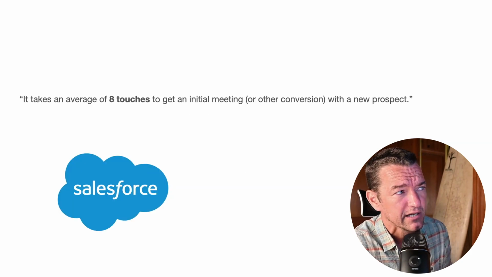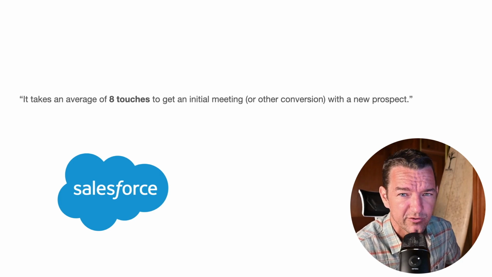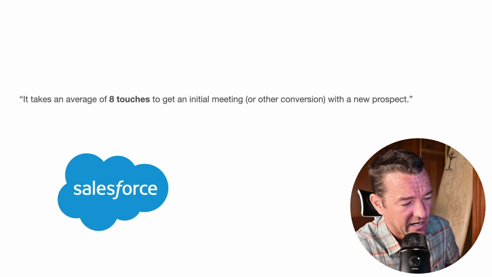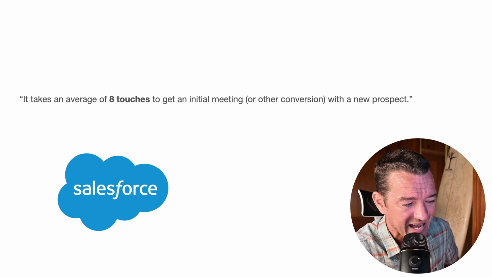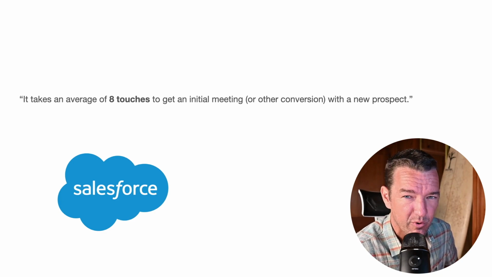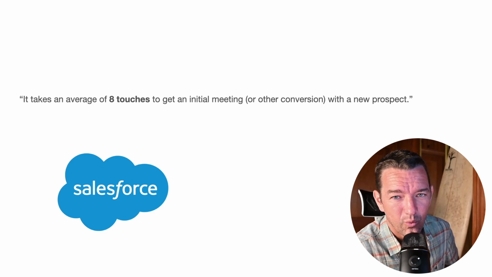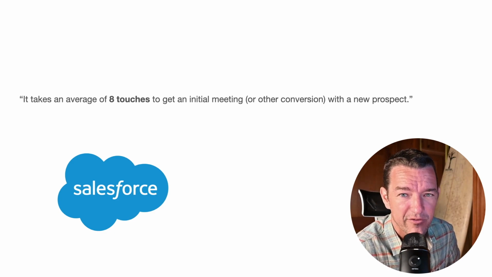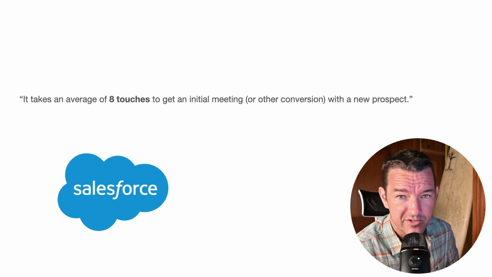And finally, let's look at this quote from a Salesforce article that I read. It says it takes an average of 8 touches to get an initial meeting or the conversion with a new prospect. Okay, so what that means is, and we sent out an email about this a few days ago, is that to sell homes, to sell anything, you've got to be patient and you've got to be persistent.